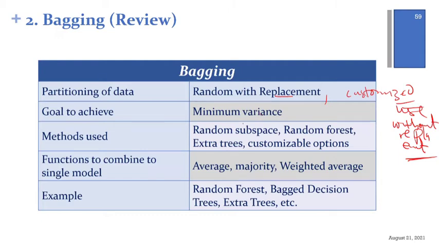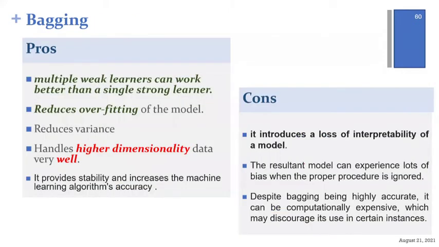The goal is to have minimum variance. The random methods used include random subspace, random forest, extra trees, and the customizable options. And when you want to combine, you can use the average, the majority, or the weighted average, depending on your idea. Examples of bagging that are common in practice include the random forest, the bagged decision tree, the extra trees, and other methods.